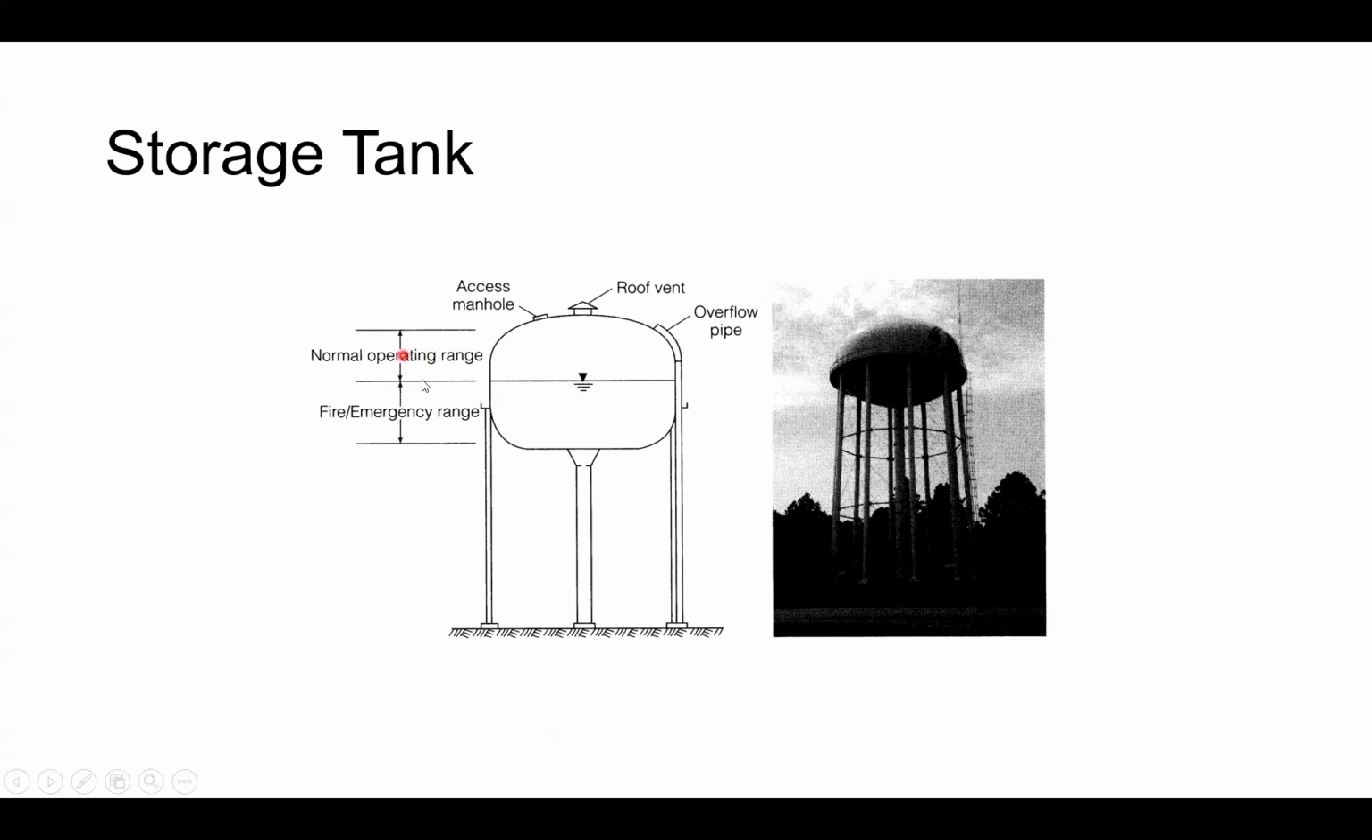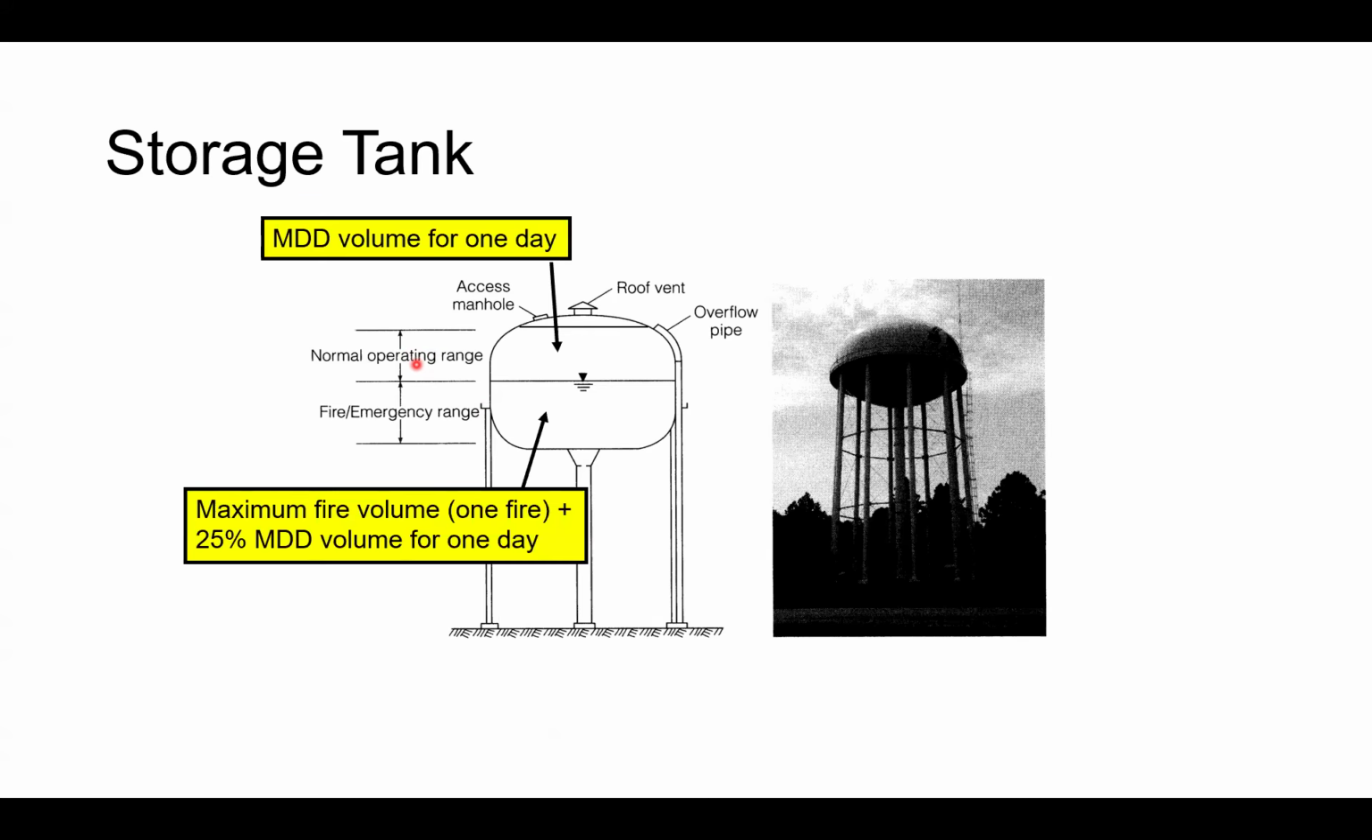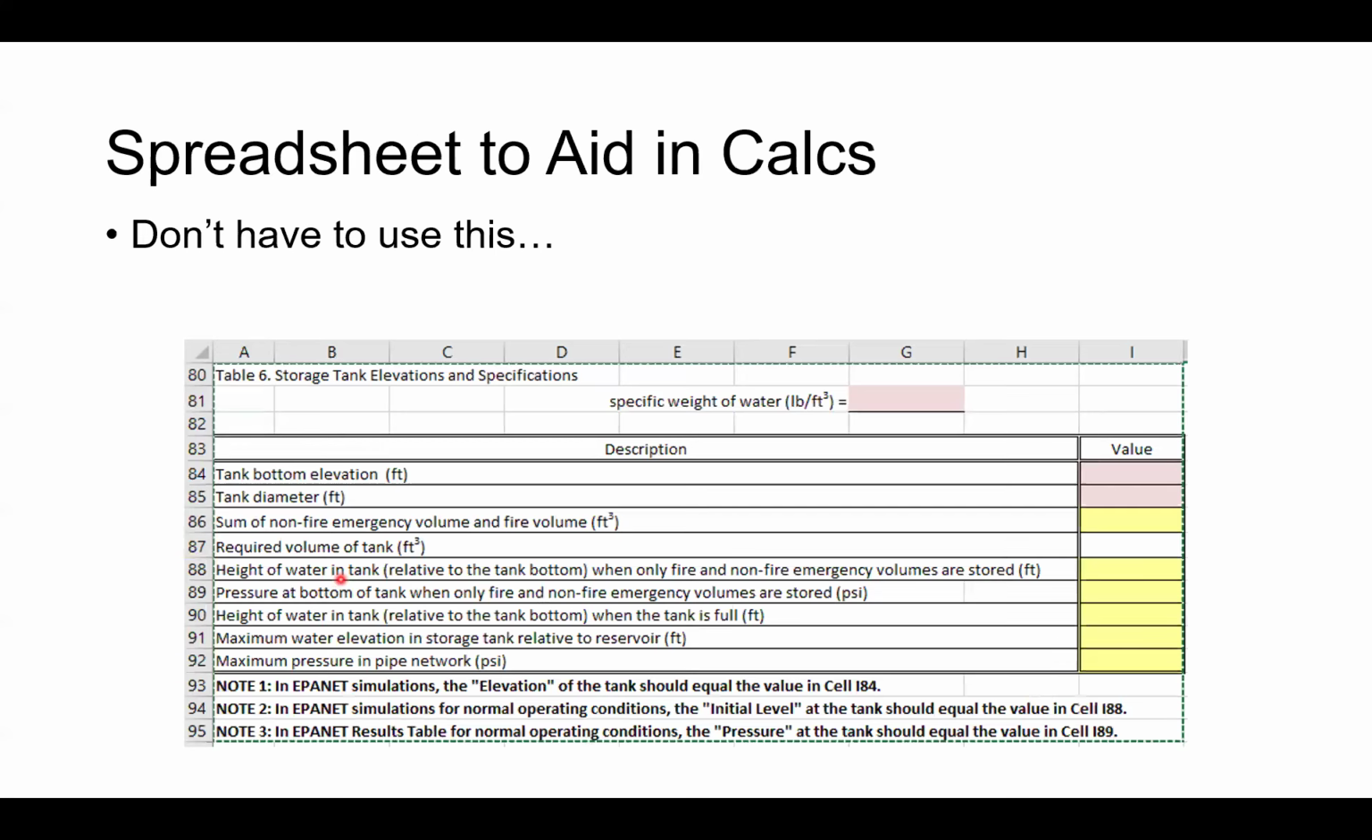The normal operating range is going to be based on those average daily demands. Well, in this case, maximum daily demand. So normal operating range, maximum daily demand for one day. And then here we've got the maximum fire volume, one fire plus 25% of maximum daily demand. So that's going to be kind of a safety factor that we'll have in there because none of our calculations are perfect, right? All right. I've got a spreadsheet that you can use to help in your calculations. You don't have to use it, but maybe it's going to be helpful. We'll talk about it as we go.